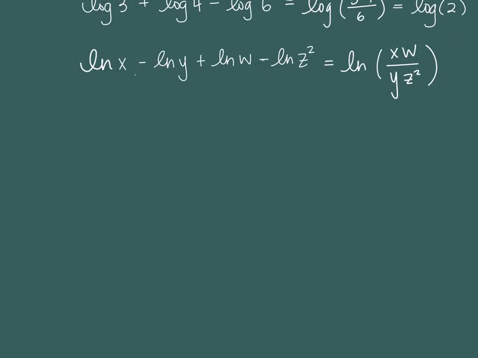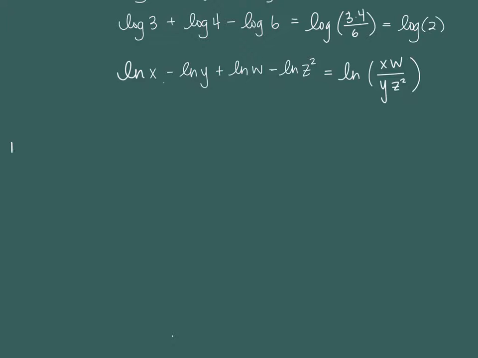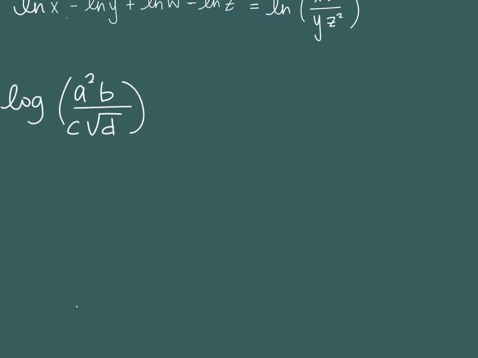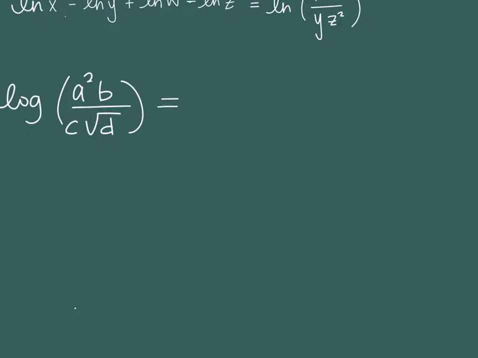But you can go the opposite way. You can separate them and work backwards. So you could take the log of a squared b over c rad d, and you could be asked to separate that. Okay, does anybody want to try it? How would you separate that? Think about it for a minute.